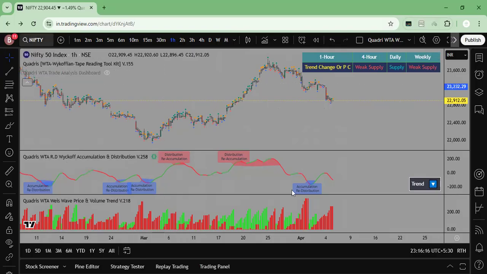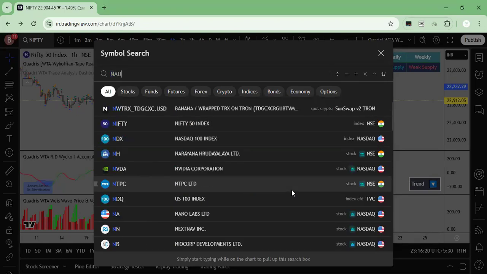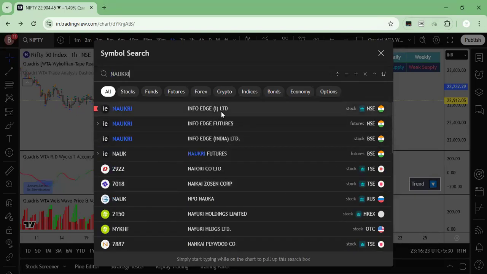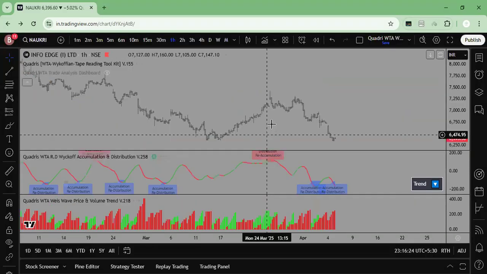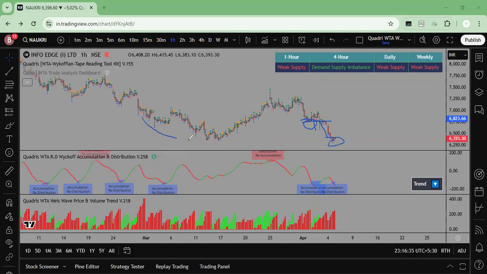Let's have a look at one of the stocks which I follow. That is NAUKRI, an Indian stock. Same is the case. We have accumulation. Now this accumulation failed and then we came down. Again, we are facing accumulation. This was the entire accumulation taking place, this point, and after that we got an instant gratification.